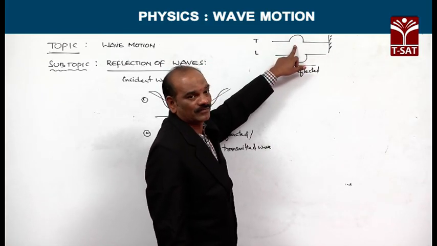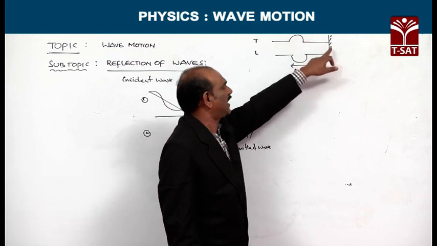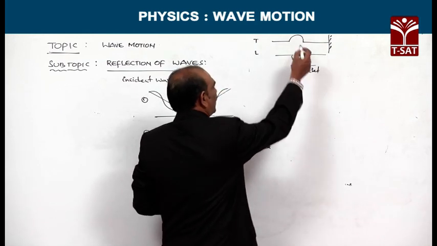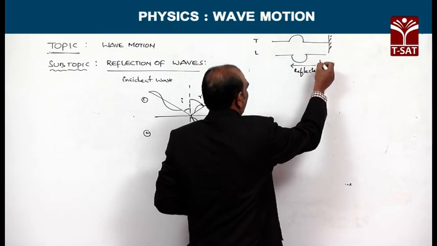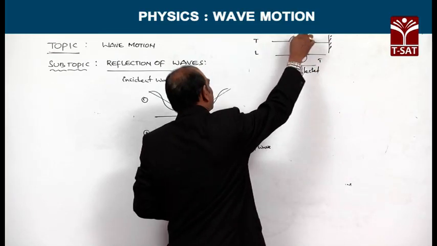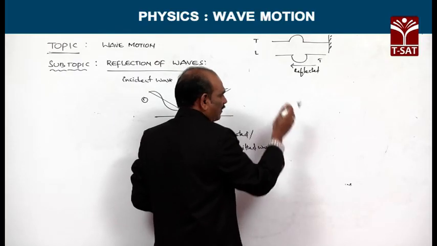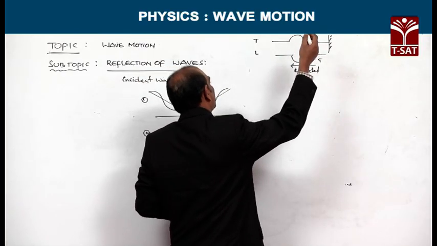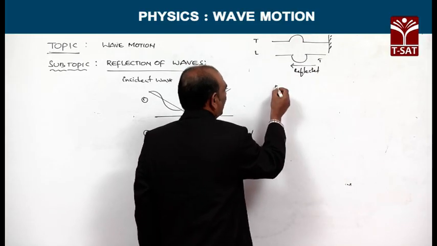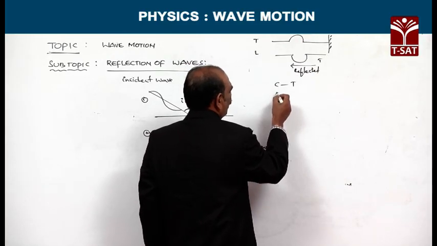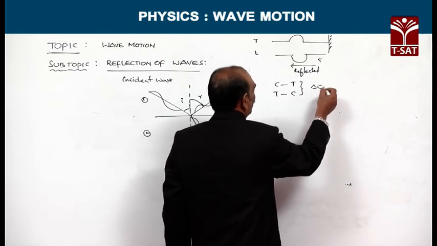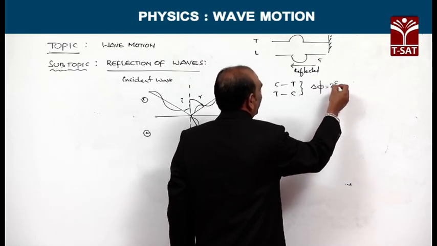Let us see one example. This is the crest of the transverse wave incident at the rigid end. When the reflection takes place from the rigid end, what happens? Crest reflects as a trough. If it is a trough, it will become a crest. That means, in the case of a transverse wave, when reflection takes place at the fixed or rigid end, crest reflects as a trough and trough reflects as a crest. Therefore, the phase difference between them is pi radians.